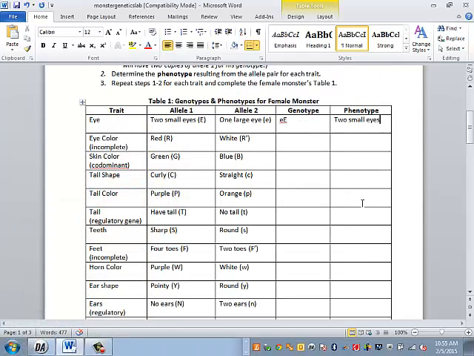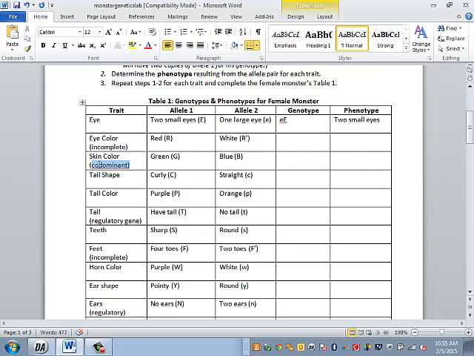Now, there are some that you haven't run across yet, such as incomplete dominance. Incomplete dominance means that if you get one of each, that means they're going to blend together. So if you get red and white, then that would be pink.